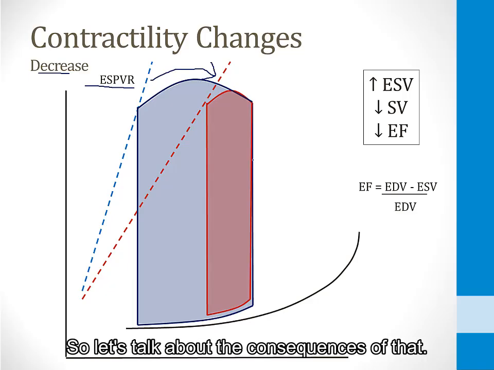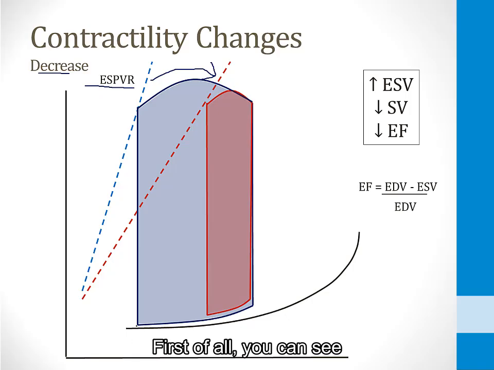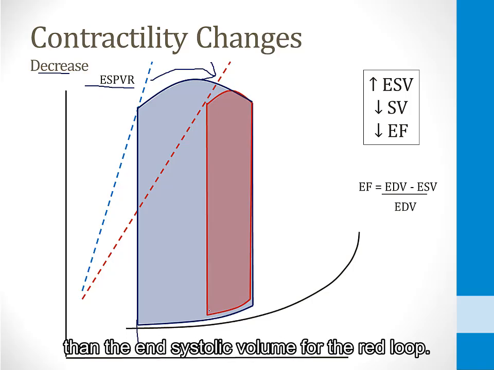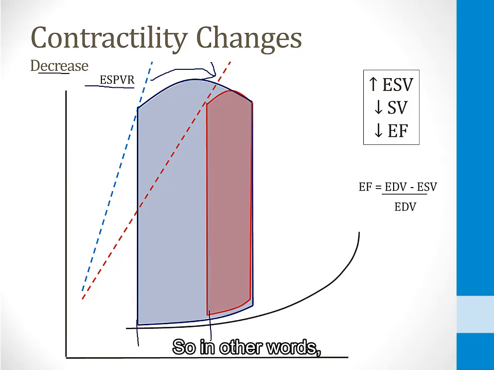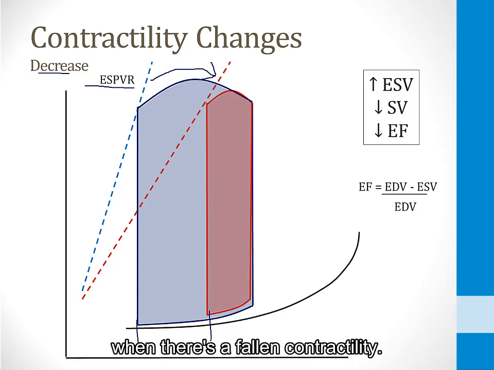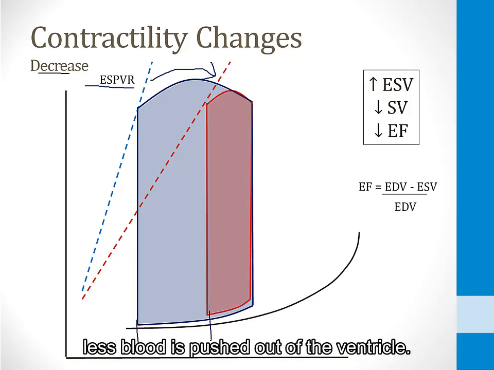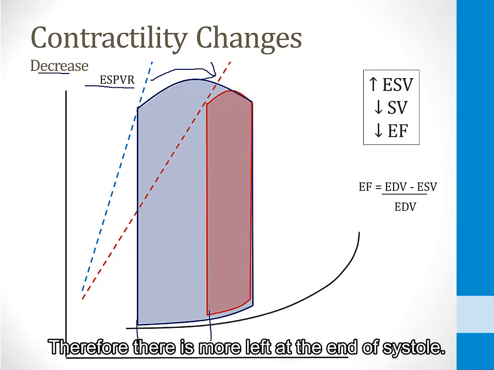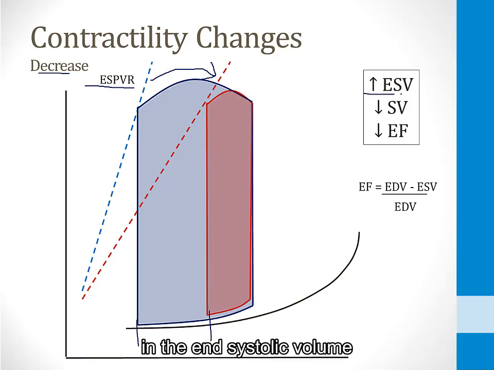So let's talk about the consequence of that. First of all, you can see that the end systolic volume here for the blue loop is much lower than the end systolic volume for the red loop. So in other words, the end systolic volume goes up significantly when there's a fall in contractility, and that should make sense to you. When there's less contractility, less blood is pushed out of the ventricle. Therefore, there is more left at the end of systole. Therefore, there is a rise in the end systolic volume when there's a fall in contractility.